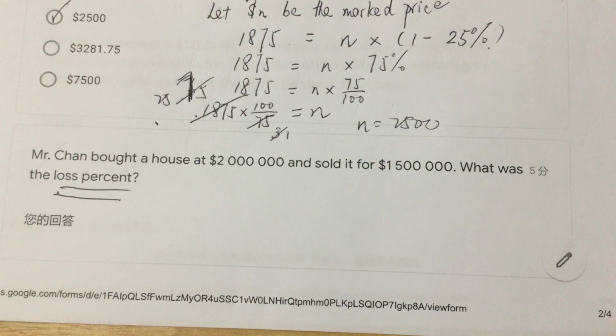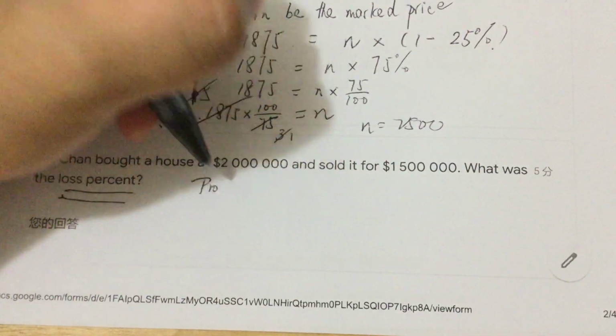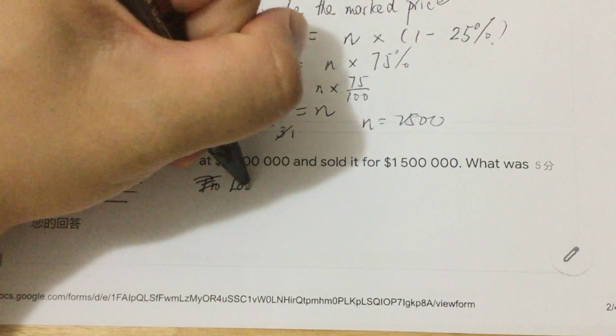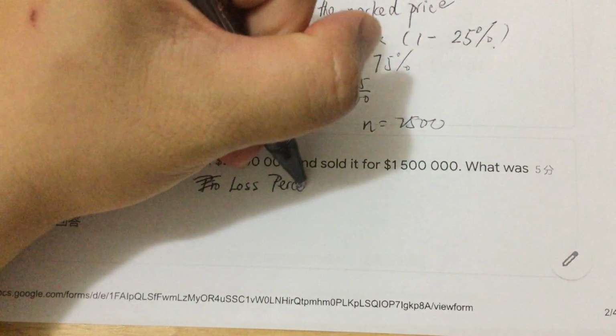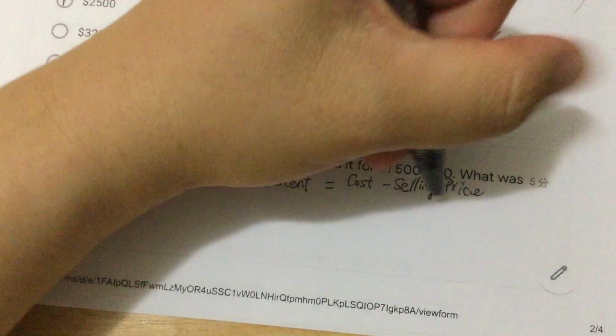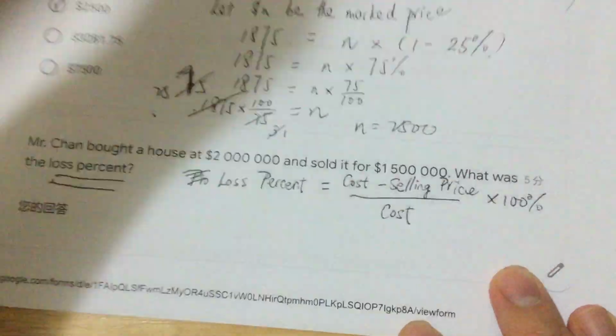Okay, the answer for this one is the first one. That means we are going to use the profit percent or loss percent. So this time it is loss percent. Because we know that for a loss, the cost must be greater than the selling price, we use cost minus selling price over cost. Every time, cost will be the denominator, times 100%.